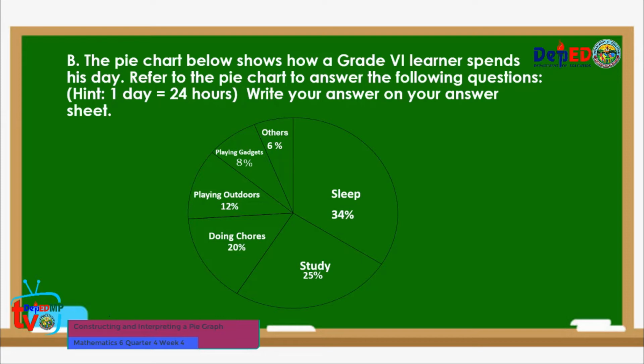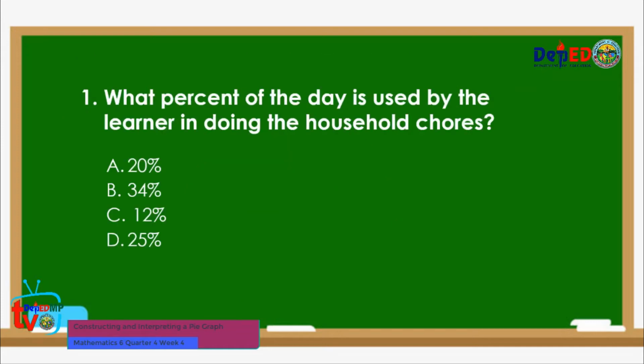Letter B, instruction. The pie chart below shows how a grade 6 learner spends his day. Refer to the pie chart to answer the following questions. Hint: 1 day equals 24 hours. Write your answer on your answer sheet. Number 1 question. What percent of the day is used by the learner in doing the household chores? Letter A, 20%. Letter B, 34%. Letter C, 12%. Letter D, 25%.